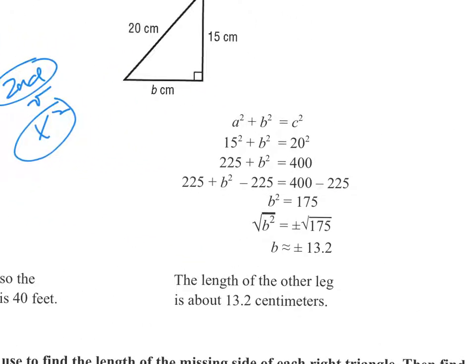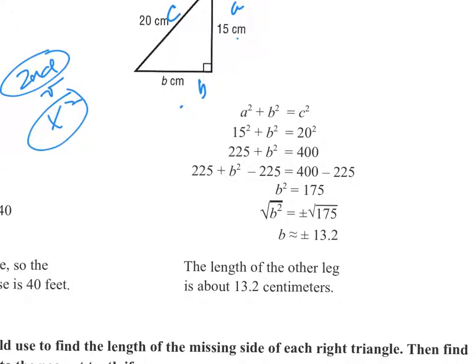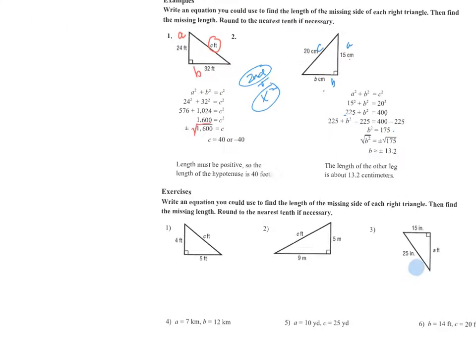If we're missing a leg, so we've got A, we've got C, you're always going to subtract. If you're missing one of the legs, you're going to be subtracting. So that's what we did here. So we've got 15 squared plus b squared equals 20 squared. So we had to subtract 225 from each side. We get 175, and we find the square root of that.